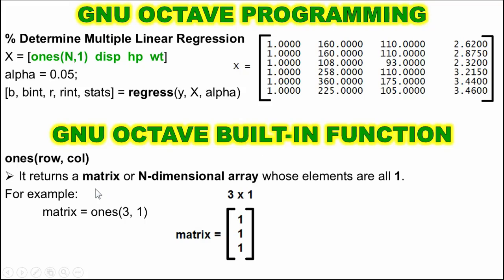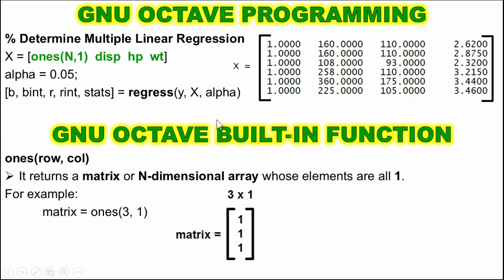The built-in function ones returns a matrix or n-dimensional array whose elements are all 1. For example, the variable matrix is equal to ones, with 2 arguments passed, 3 and 1, indicating the size of the matrix, which is 3 rows by 1 column. This built-in function ones will return a 3 by 1 matrix containing values of 1.